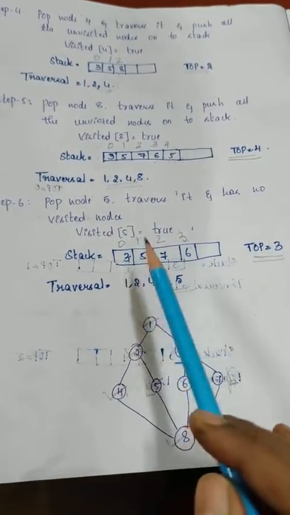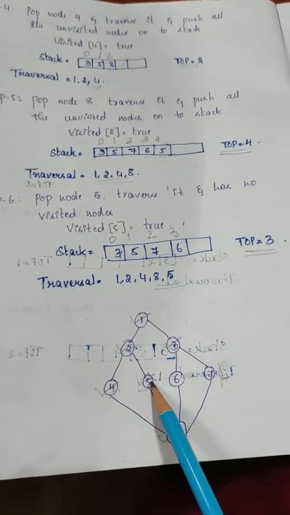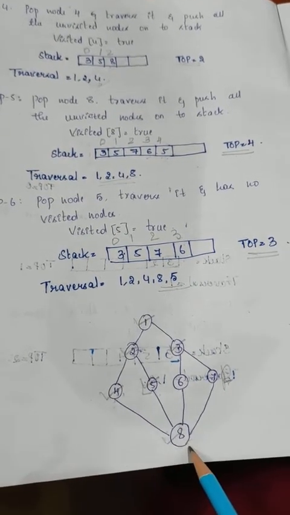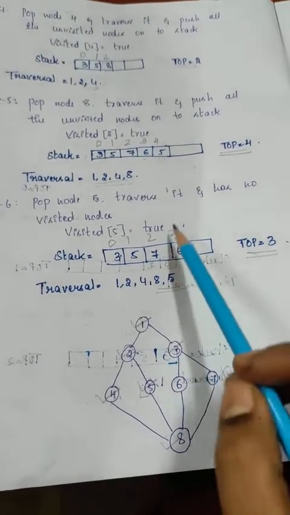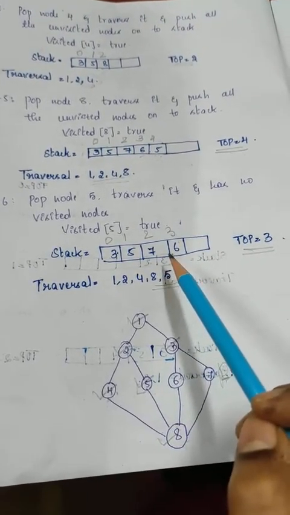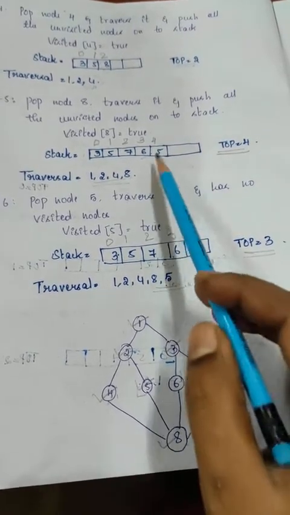We'll see 5 now. Where is 5 traveling? 5 is traveling to 2 and to 8. 2 is already in the traversal. So we just want to write 7, 6, 5.